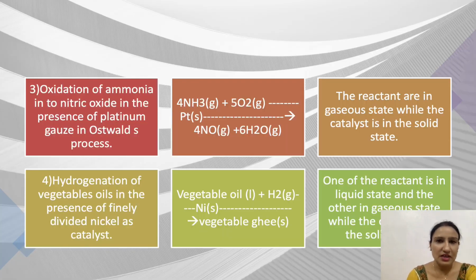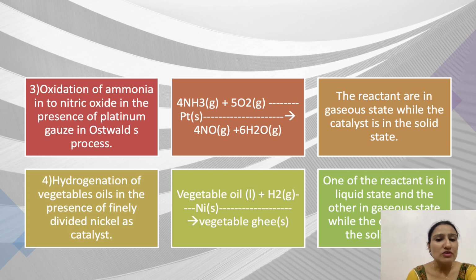Third example is oxidation of ammonia into nitric oxide in the presence of platinum gauze, known as Ostwald process. You see the reaction, ammonia when reacted with dioxygen in the presence of a catalyst platinum gives us nitric oxide and water, and this process is known as Ostwald process. The reactants are ammonia and dioxygen in gaseous state while the catalyst is in the solid state. So this is also an example of heterogeneous catalysis.